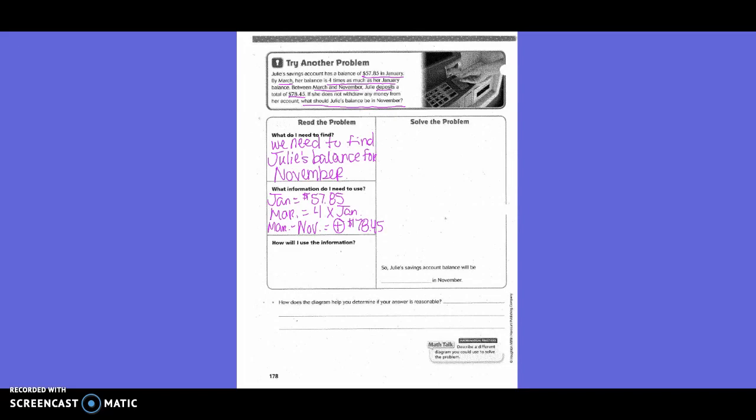So what are we going to do, guys? What did we do in the last one? What did we set up? A chart or a diagram, right? Okay. So we will draw a diagram to find Julie's balance.